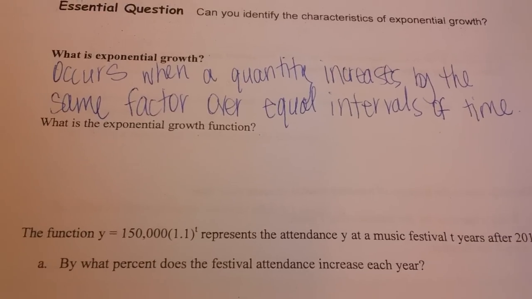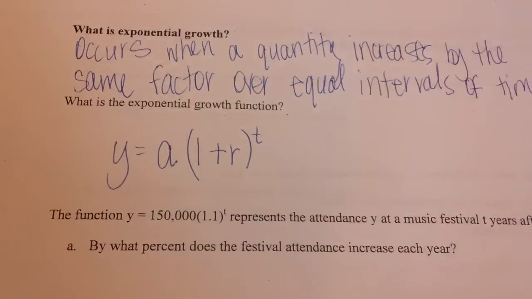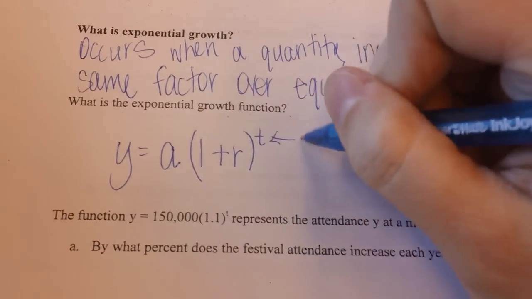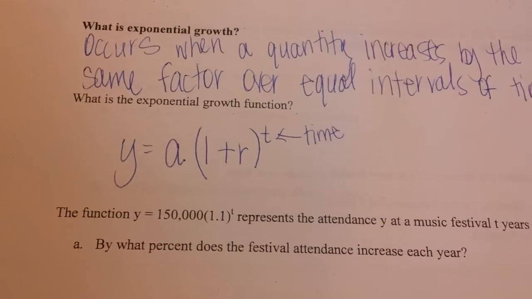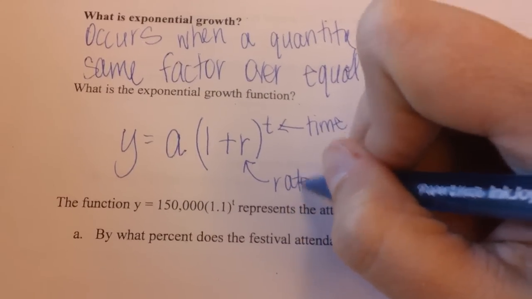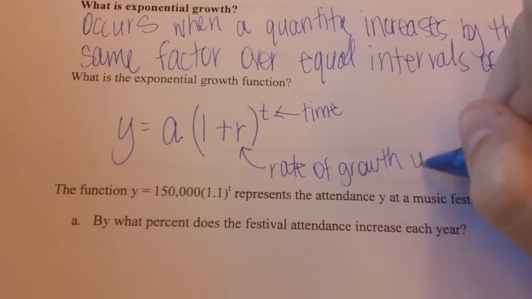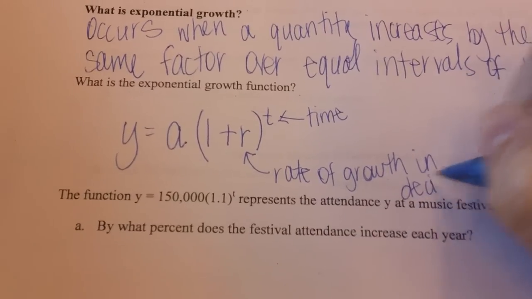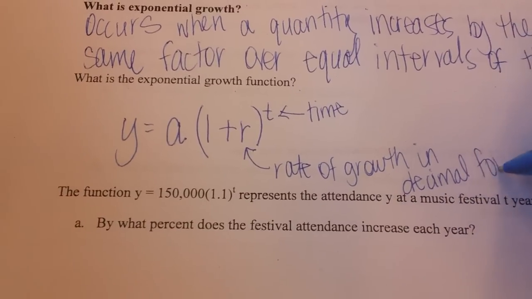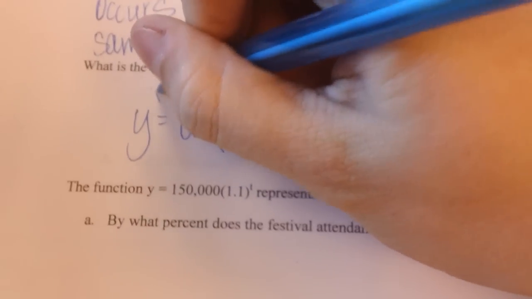And the exponential growth function is y equals a times 1 plus r to the power of t, where t is time, r is the rate of growth in decimal form, and a is the initial amount.